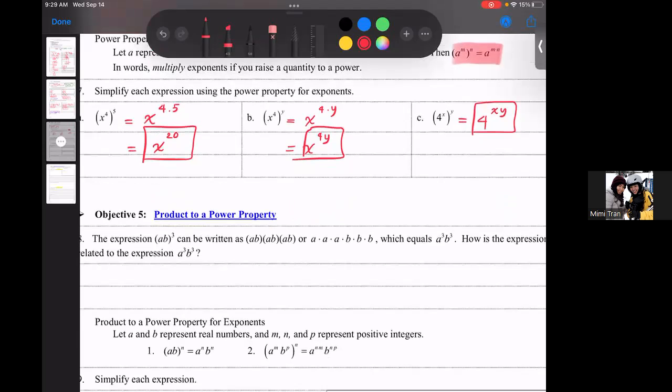All right. Objective 5 is the extension of objective 4. So, product and power rule. Now, instead of having one base, I have two bases inside the parentheses. What do we do? Same thing, right? Distribute the power. So instead of just a to the m, I have a times b, all to the n. Then you do the same thing as you did with just one base. You distribute the power to the a, and then you distribute the power to the b. So a to the n times b to the n.